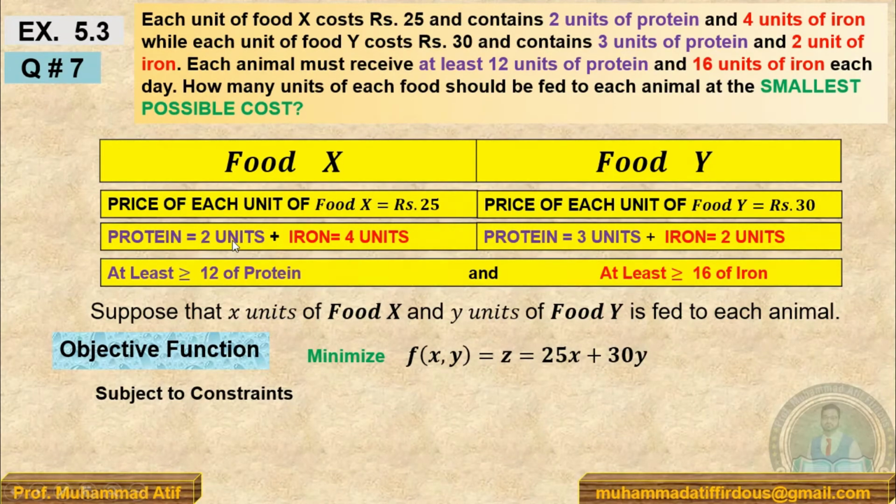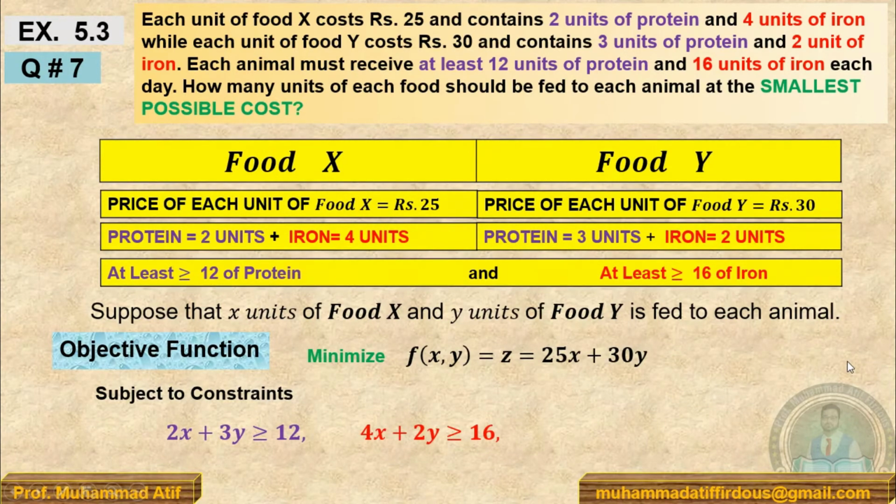First, focus on the purple color. You can use 2 units of protein, meaning 2x, and 3 units of protein, multiplied by y, and at least 12 protein. So you can see that 2x plus 3y is greater than or equal to 12. Just follow the color scheme. And what will be the next constraint? Focus on the red side. 4 units means 4x plus 2 units of iron, 2y, and at least, meaning greater than or equal to 16. So our next constraint is 4x plus 2y is greater than or equal to 16.